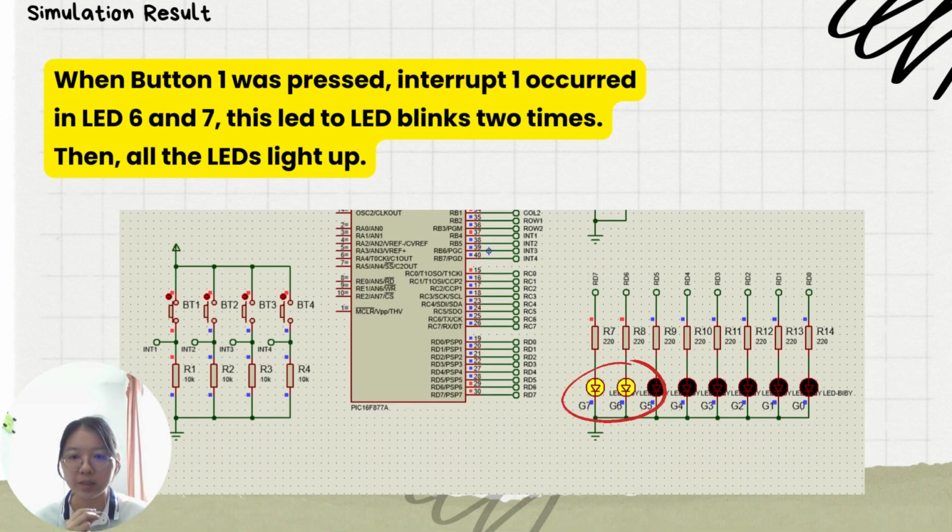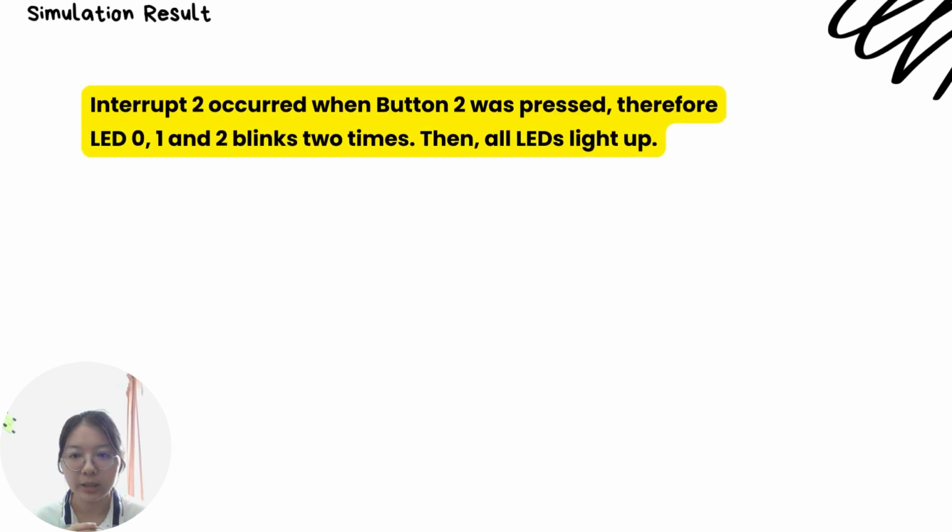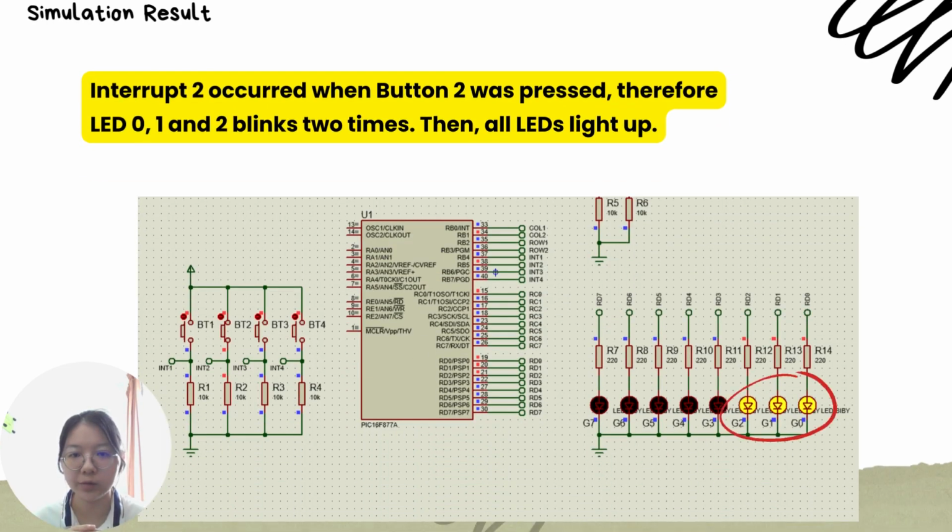When button 1 is pressed, interrupt 1 occurs in LED 6 and 7, which leads to the LEDs blinking 2 times. After that, all the LEDs will light up. As you can see in the red circle, LED 6 and 7 light up. Interrupt 2 occurs when button 2 is pressed. Therefore, LED 0, 1 and 2 will blink 2 times. Then all the LEDs light up. As you can see in the red circle, LED 0, 1 and 2 light up.